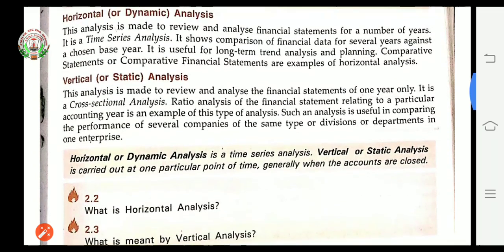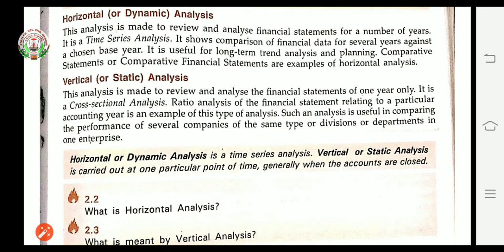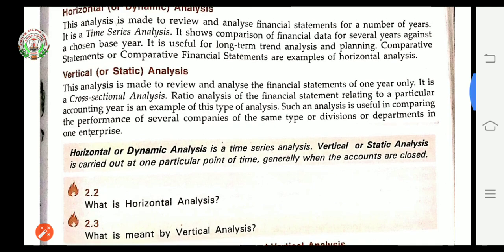Fourth one is vertical or static analysis. Now this analysis also makes the review and analysis of the financial statement, but this will be for only one year. It is also called cross-sectional analysis. Now what is happening in this? The ratio analysis will be done. Ratio analysis of the financial statement relating to a particular year will be done, and this is an example of this analysis.